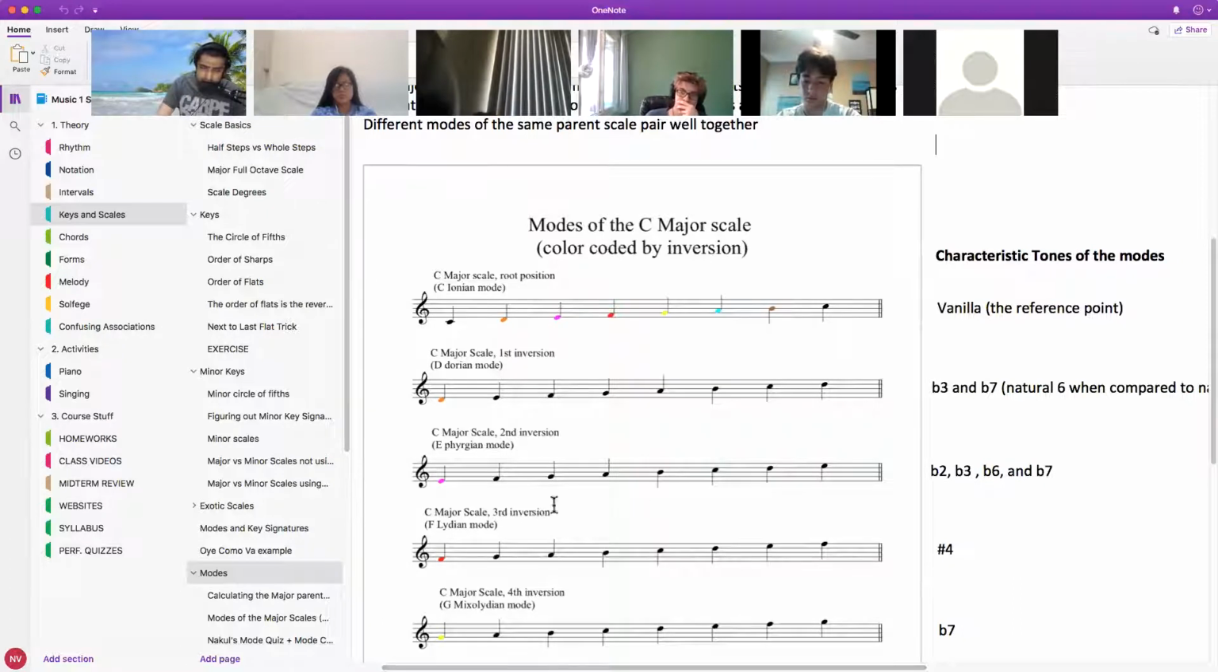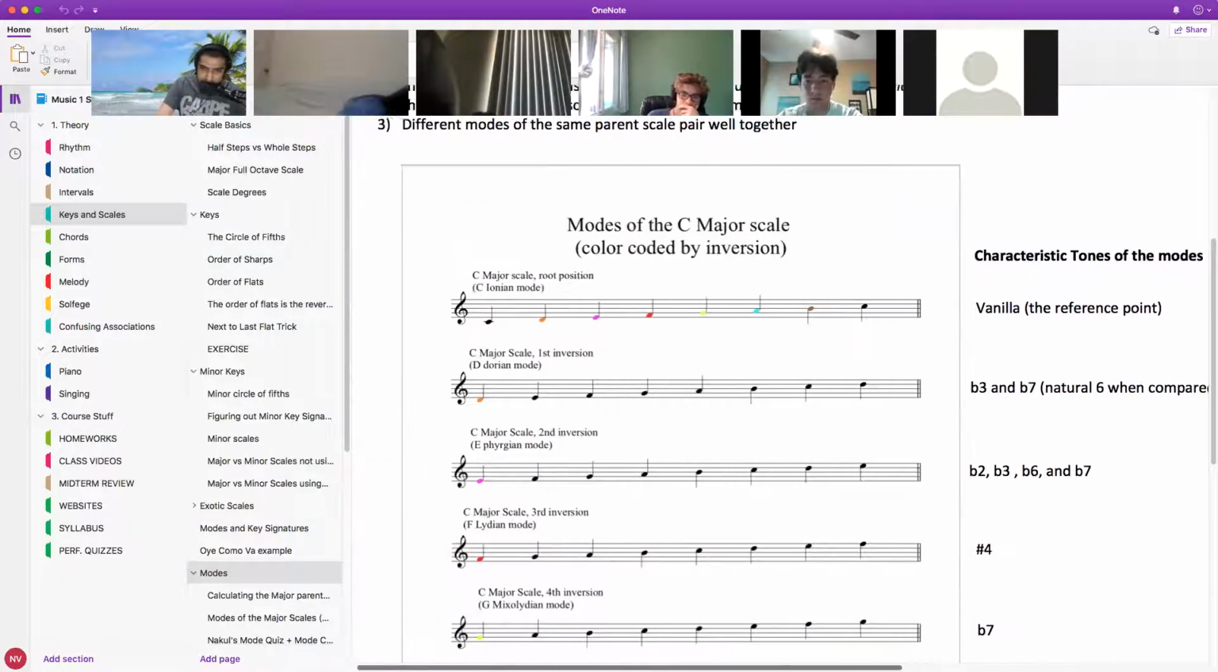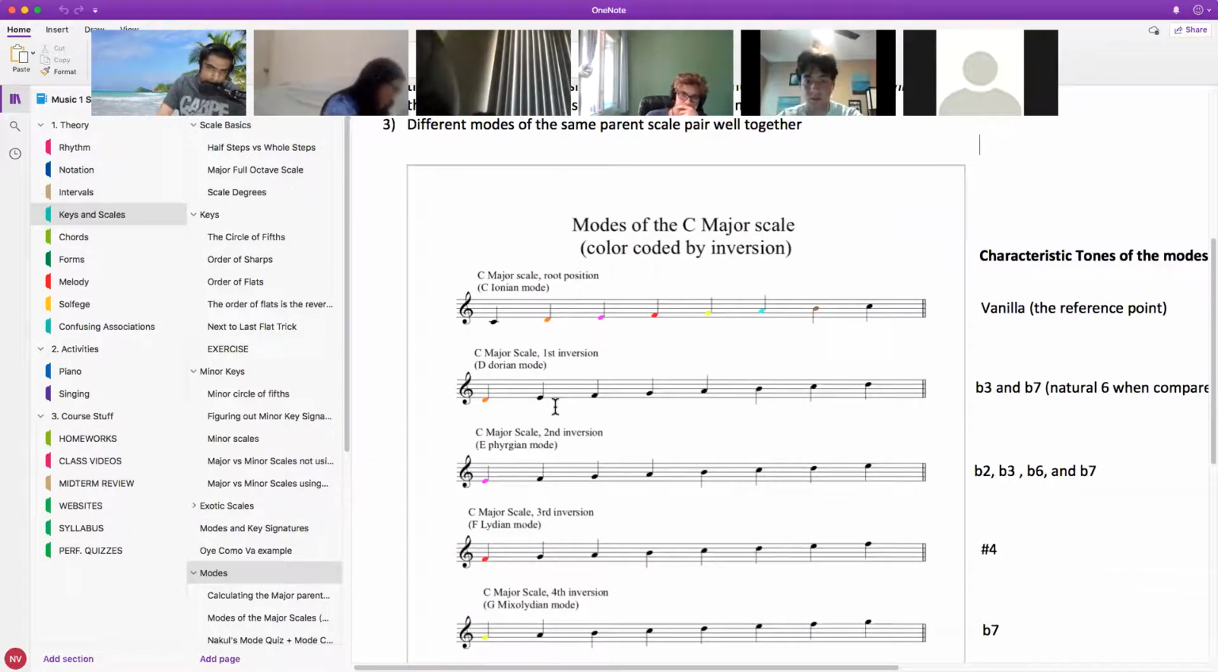Now, we've talked about if you flat the 3, you get ascending melodic minor. If you flat the 3, the 6, and the 7, you get natural minor. If you flat the 3 and the 6, you get harmonic minor. But what happens if you flat the 3 and the 7? Well, check it out. You actually get the Dorian mode.